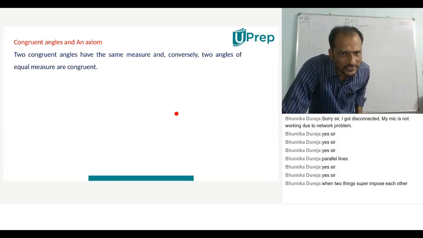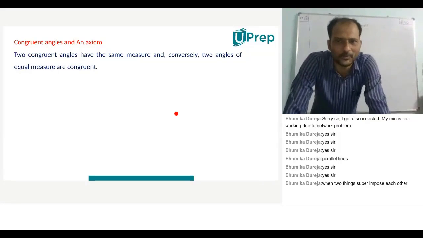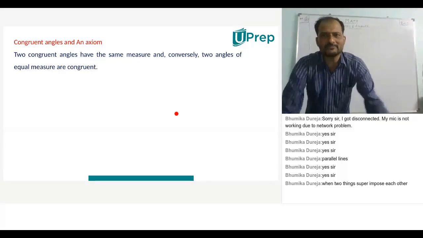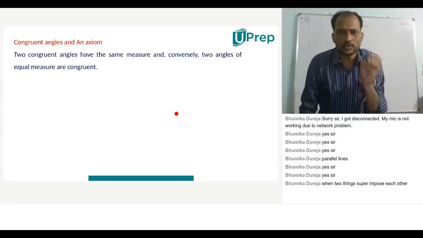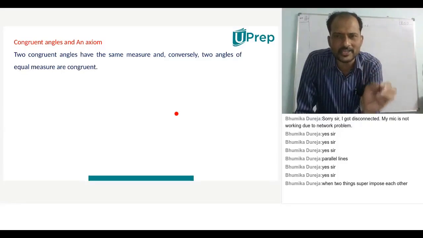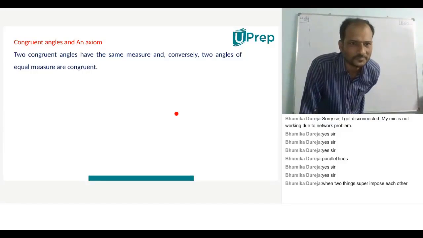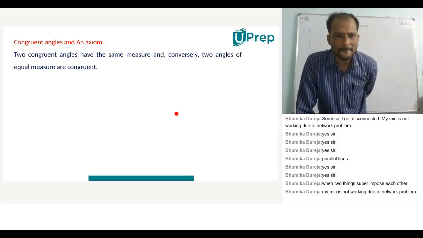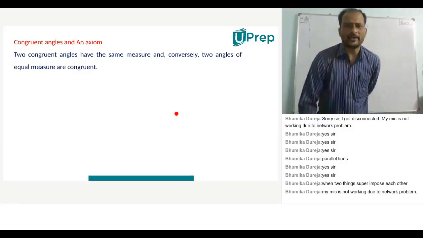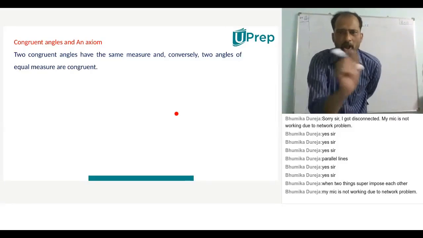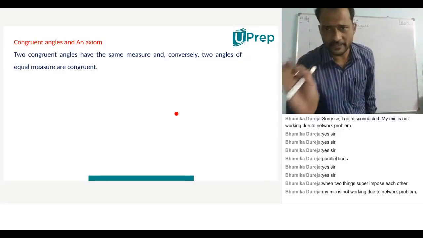When two things superimpose each other, that's absolutely right. Very good, Bhumika. Superimpose is nothing but when they exactly overlap with each other. That means two figures are said to be congruent if they have the same shape and same size. Yes or no? Okay, Bhumika, no problem. Okay, beta, write down. Everybody make a note of it. Congruent figures.